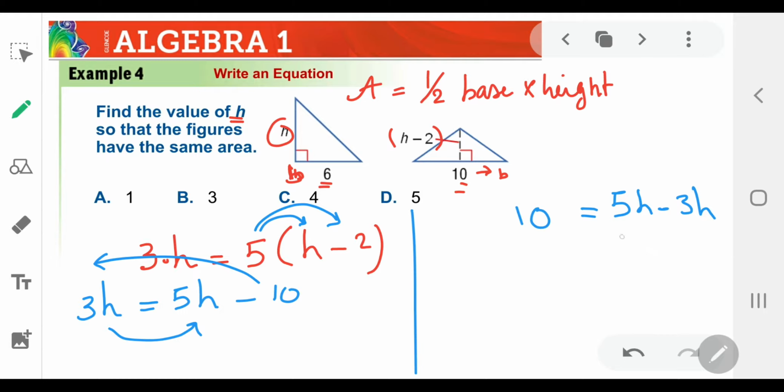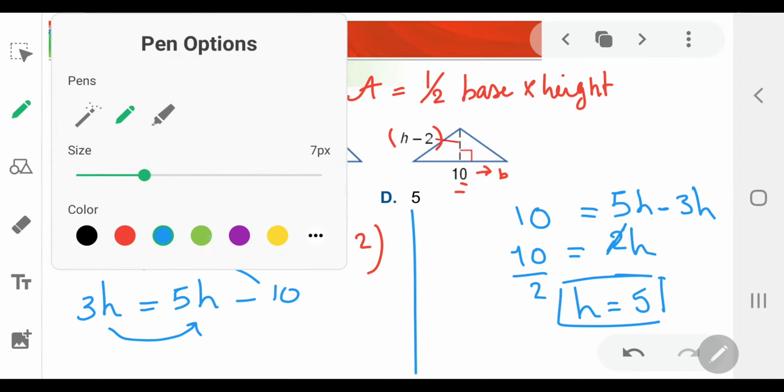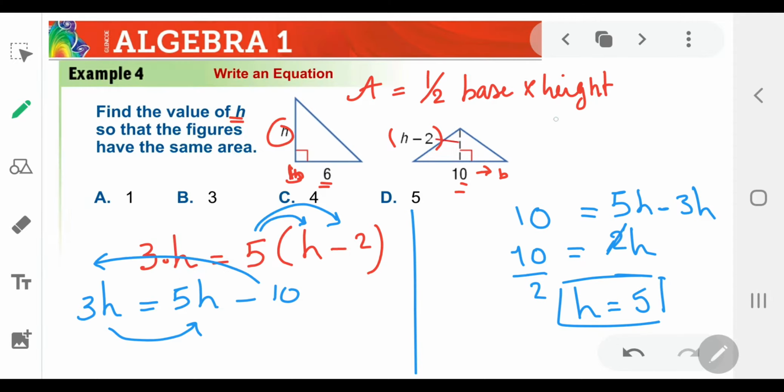5h minus 3h is 2h, equals 10. Now divide by 2 to cancel this 2, so h is equal to 5. You might check your answer by substituting 5 in the original equation. I would use another color to check. I would check here.